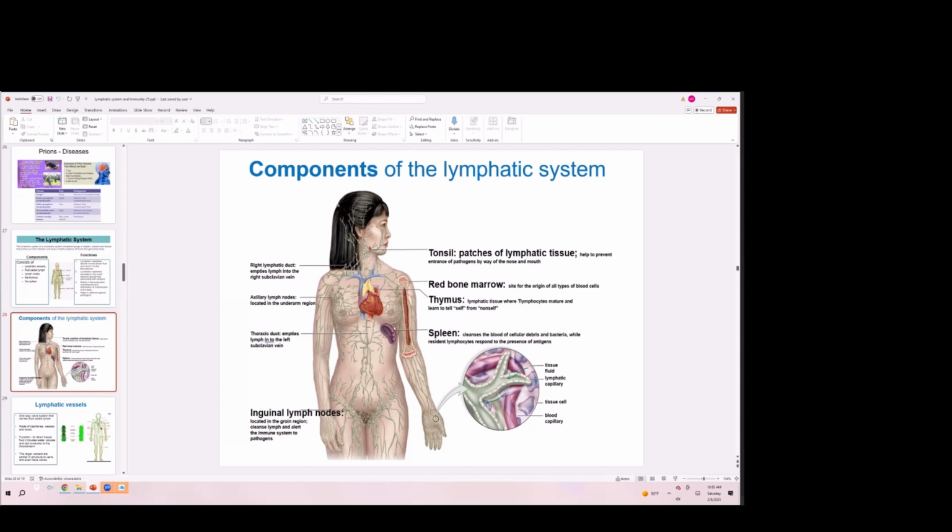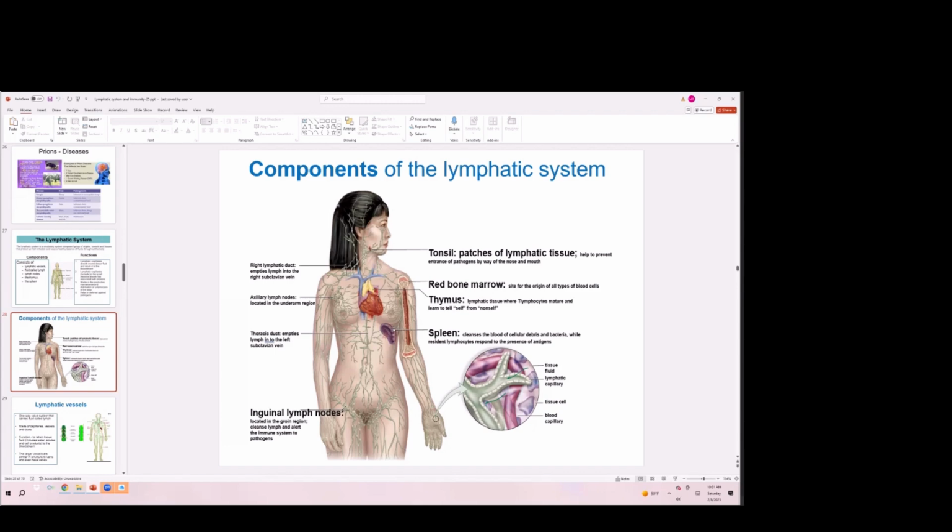Then we have this structure here called the spleen. The spleen is an interesting structure. When red blood cells get old or something is wrong with them, they go into the spleen and are broken down. The iron from the hemoglobin is taken out of the red blood cells and sent out from the spleen to be used to make more red blood cells.